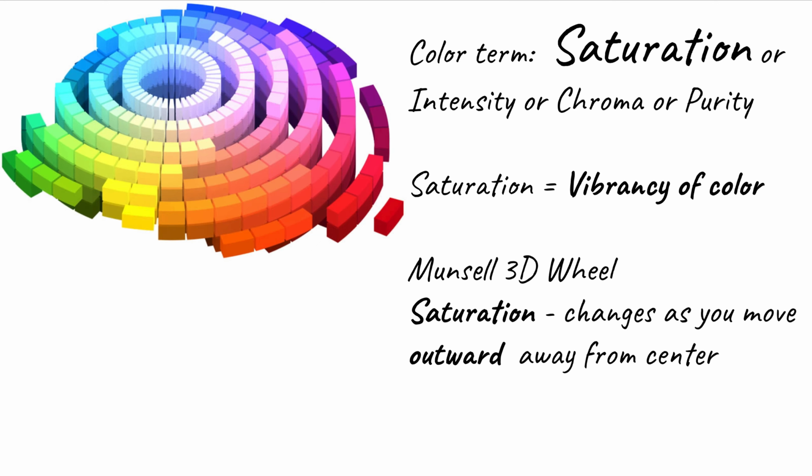So a third one with the color wheel is called saturation. Basically how intense the color is. It's the vibrancy of the color. So as you move away from the center, you move outwardly, we're talking about the saturation of the color, how vibrant it is. Okay?